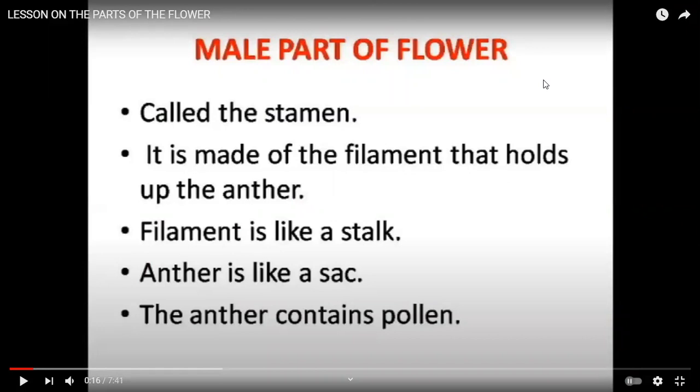The stamen is made up of the filament that holds up the anther. The filament is like a stalk, and the anther is like a sac. The anther contains the pollen, right? So you find the pollen grain within the anther. The pollen grains are like the sperm of the flower.